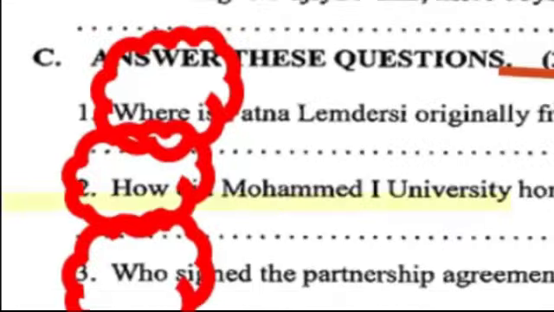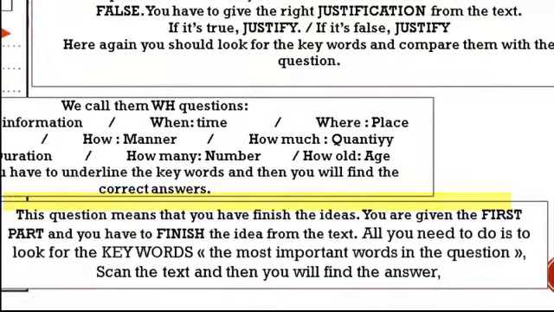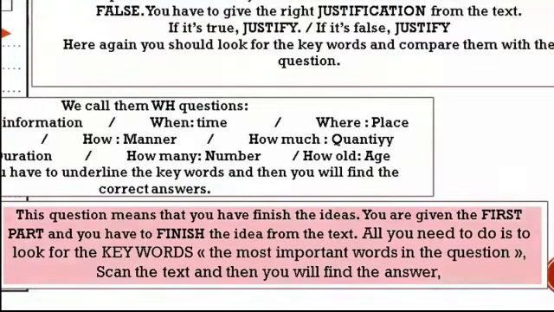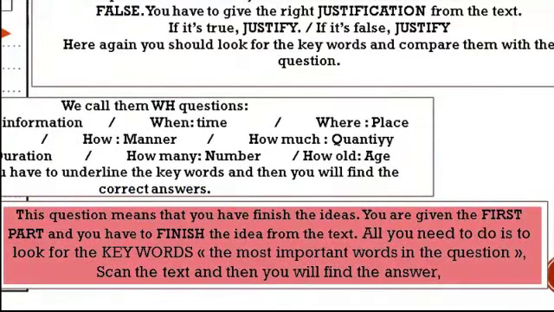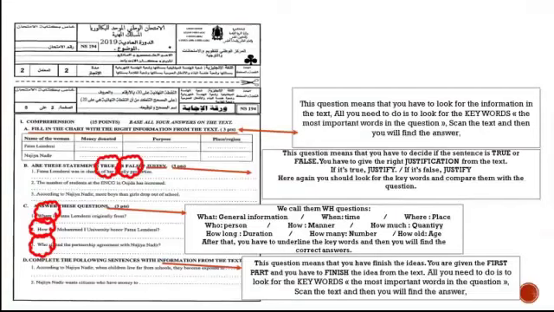Now let's move on to question D. Question D, we have complete the following sentences with the information from the text. This question means that you have to finish the ideas, which means they give you the beginning of an idea or the first part of an idea, and you have to finish it from the text. Again, all you need to do is to look for the keywords, the most important words in the text, then you scan the text, and I'm sure you're going to find the answer.